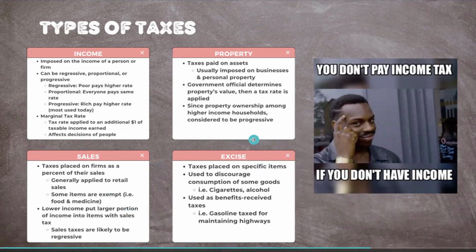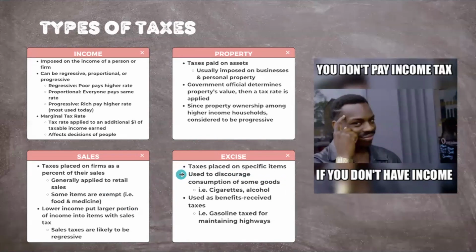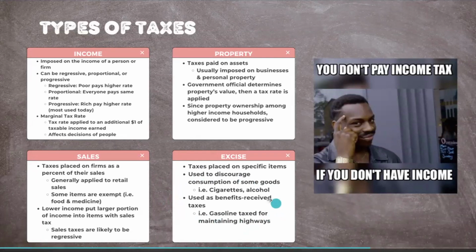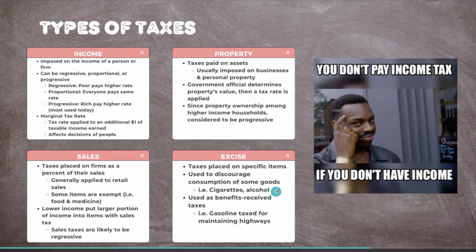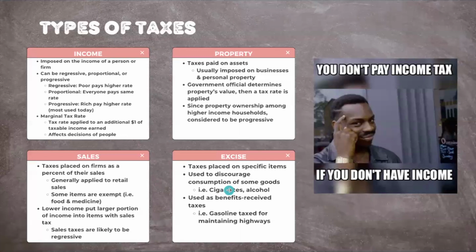Finally, excise taxes. These are taxes placed on specific items and can either be due to the government wanting to discourage the consumption of that item, or it can be used as a benefits received tax. So to discourage consumption, for example, cigarettes and alcohol. You don't want people to smoke because it's not good for their health. And for benefits received taxes, these are basically taxes that are taken that go back into the industry. So for example, gasoline is taxed for maintaining highways.